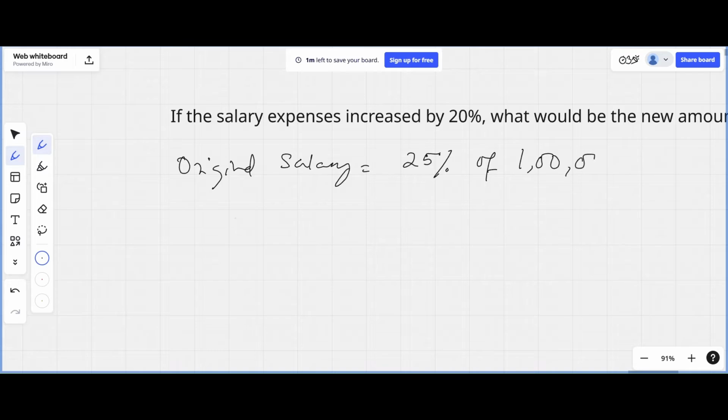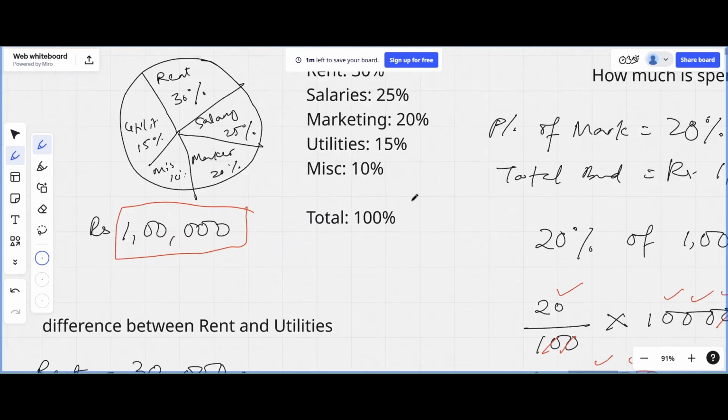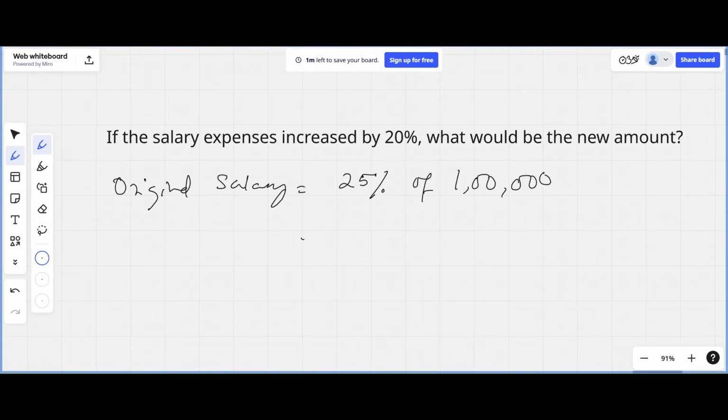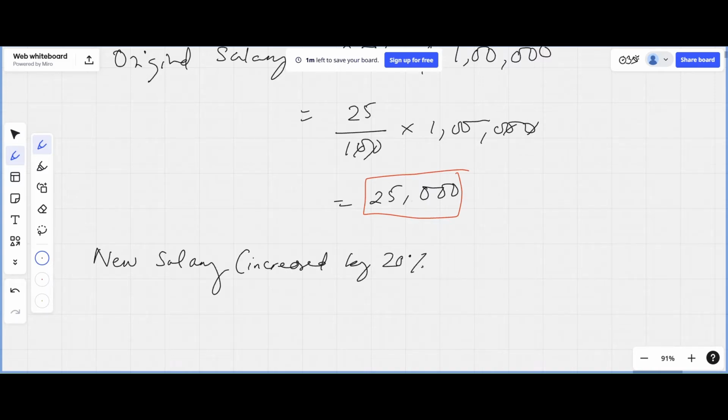From where do I take 1 lakh? Because it's given in the question. See, I already circled this. 1 lakh is the budget. So you'll find out the original first. 25 divided by 100 multiply 1 lakh. You'll just cancel this out, and it will be 25,000. This is the original salary. Now it talks about an increase by 20%, so the new salary, increased by 20%.